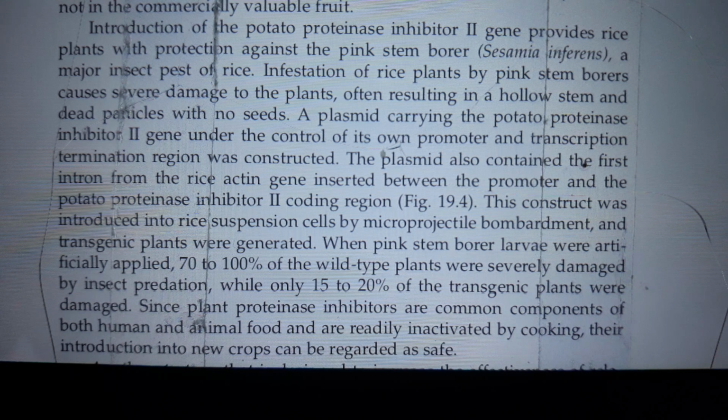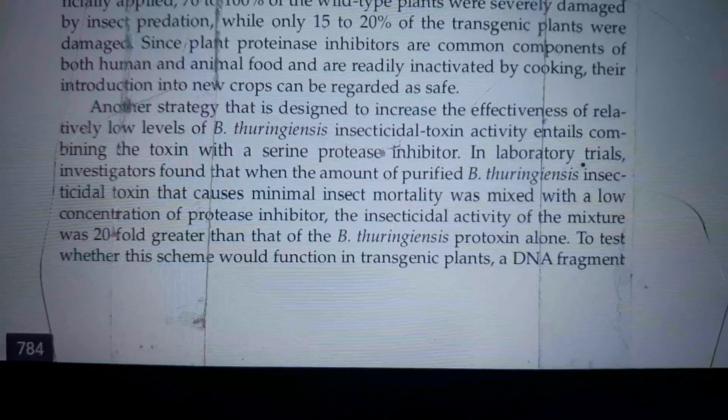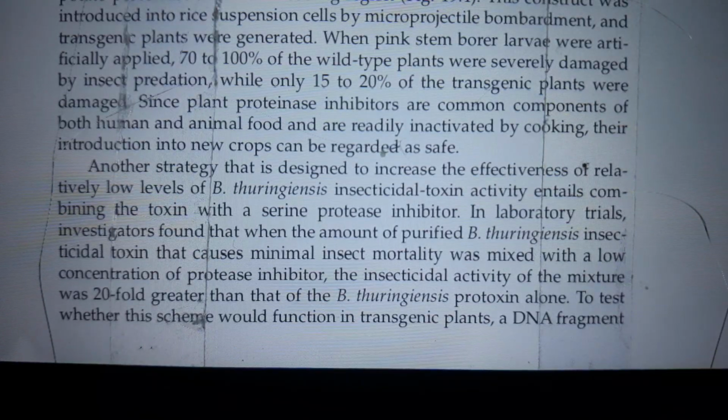When pink stem borer larvae were artificially supplied, 70 to 100% of the wild-type plants were severely damaged by insect predation, while only 15 to 20% of transgenic plants were damaged. Since plant protease inhibitors are common components of both human and animal food and are readily inactivated by cooking, their introduction into new crops can be regarded as safe.